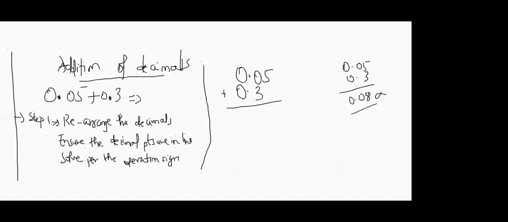Is that okay? So in this case, 5 plus nothing will give you 5. 0 plus 3 will give you 3. You bring down the decimal point, then 0. So always, whether you are solving addition of decimals or subtraction of decimals, it is expected that you arrange them in vertical form. Please, are you paying attention? Yes. It is always advisable that you arrange them in vertical form.